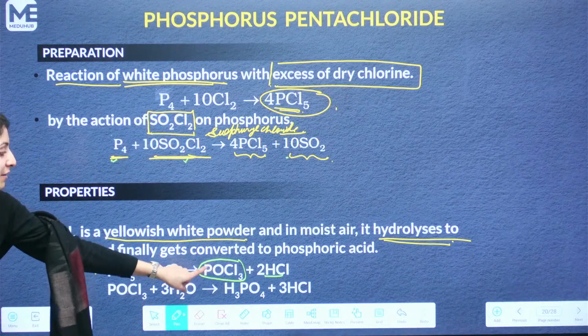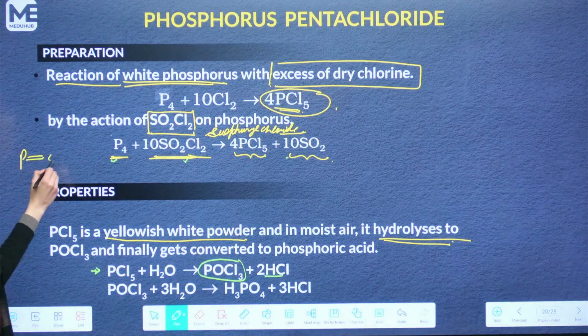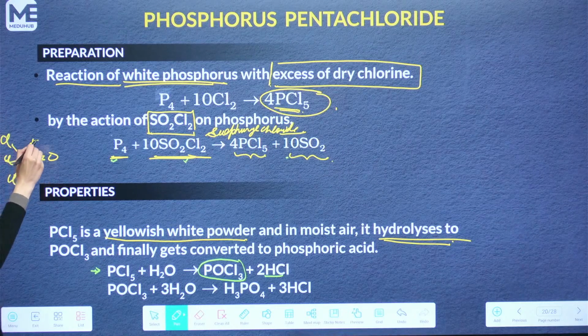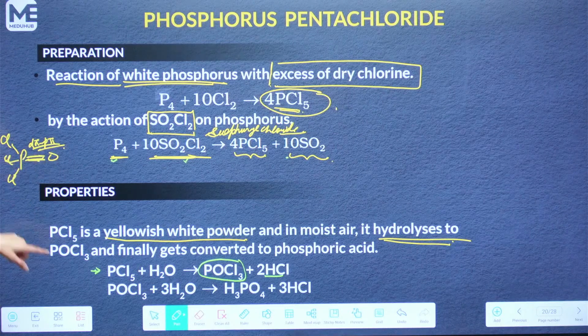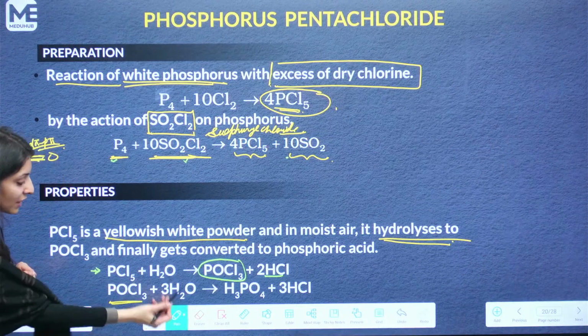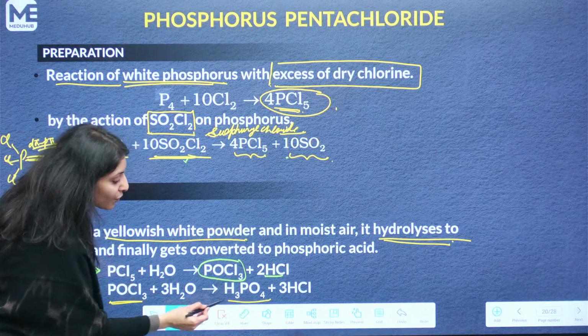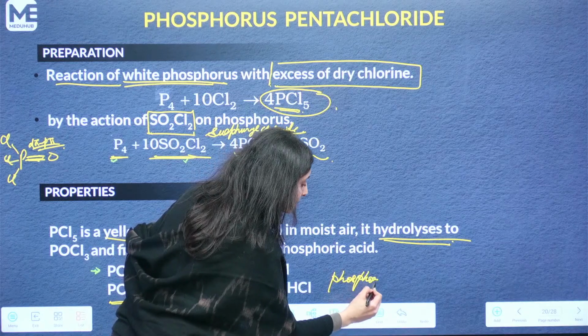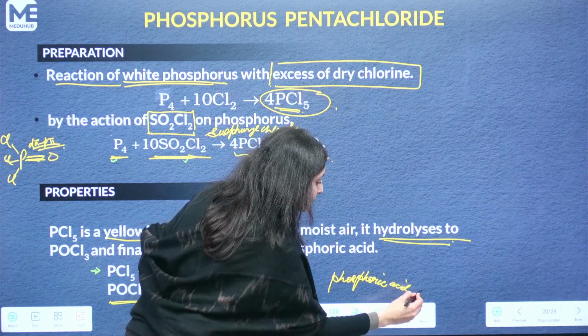This POCl3 is a very interesting compound because we studied that these 5 bonds are formed by phosphorus. The pi bond with oxygen is D pi P pi. This is not P pi P pi with oxygen. It is D pi P pi with oxygen. So POCl3 and HCl. In the second step, this POCl3 further hydrolyzes to give us phosphoric acid and HCl. So this is phosphoric acid, plus HCl.